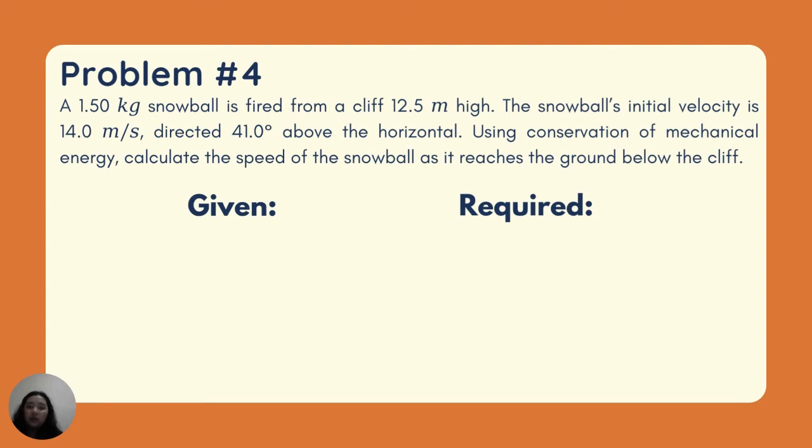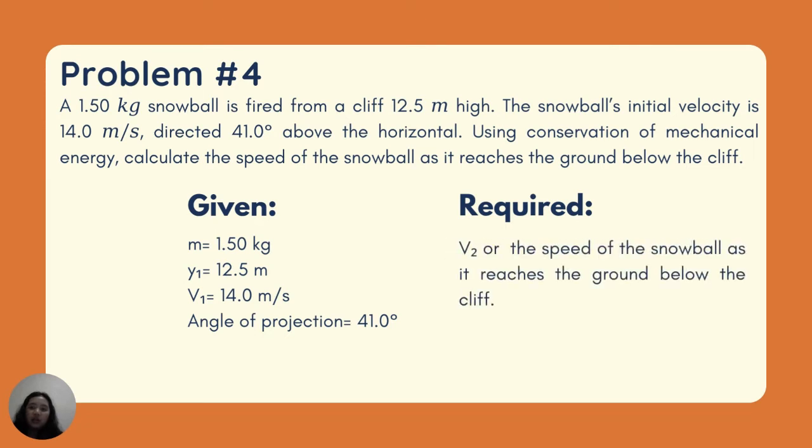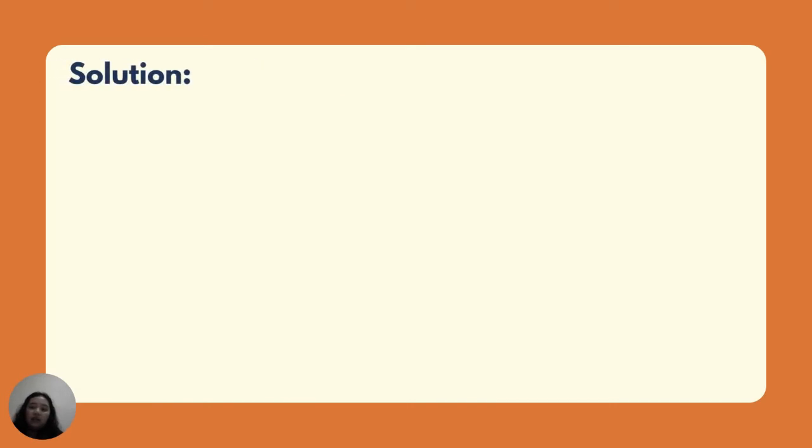Again, before we start solving, we should first follow the GRS format, or the given, required, and solution format. First, the given: we have 1.50 kg as our mass, 12.5 meters as our height, initial velocity which is 14 meters per second, and 41 degrees as our angle of projection. Now that we have our given, we must identify what is required for this problem, and that is to calculate the speed of the snowball as it reaches the ground below the cliff. Lastly, now that we have identified our given and what is required, we can start solving the problem.